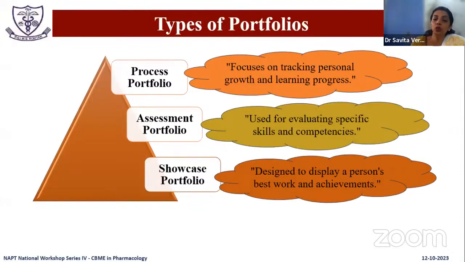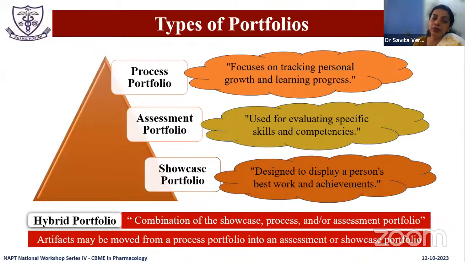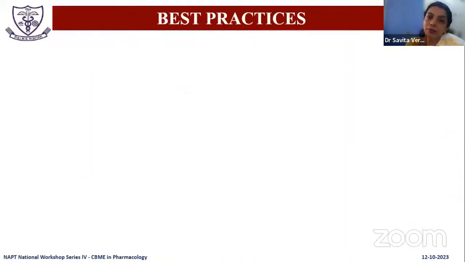So then we have showcase portfolios designed to display a person's best work and achievements. And we generally build up showcase portfolios once our learning has already happened, once we complete our residency and we want to show the best work forward. Then we can also have hybrid portfolios, which is a combination of showcase, process, and assessment portfolios. And generally in hybrid portfolios, we can move our artifacts from the process portfolio into an assessment or a showcase portfolio. So there are various other different types of portfolios which you can use, but I thought that these four are more important as far as our journey is concerned.